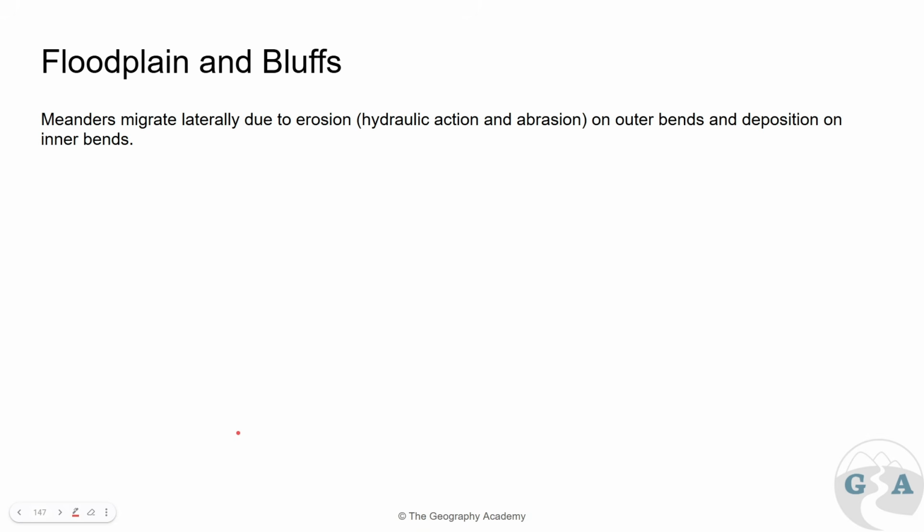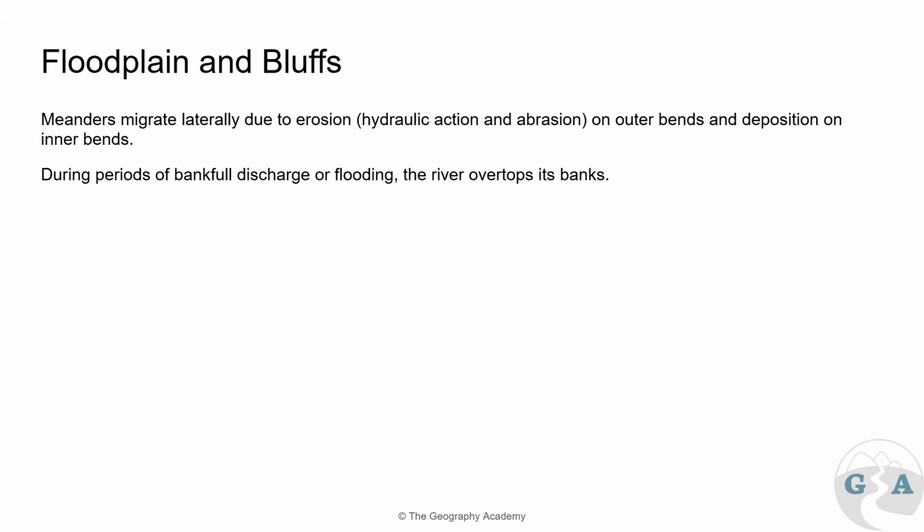Okay, so let's have a look through again and just see the way we can write about this as we're explaining it. It's not quite essay standard, but it's just good explanation. So meanders will migrate laterally due to erosion, hydraulic action, and abrasion on the outer bend, and deposition on the inner bend. So we know that already from our last section.